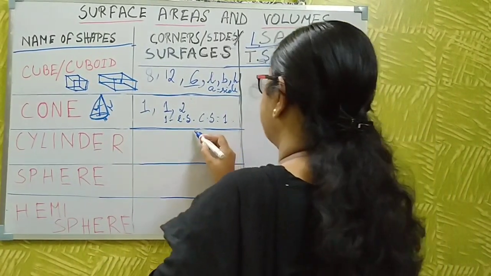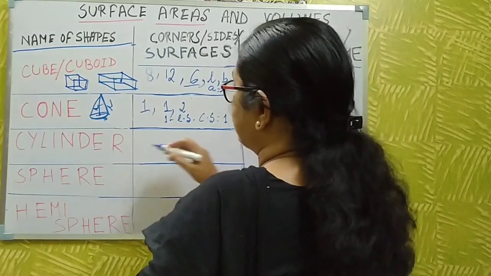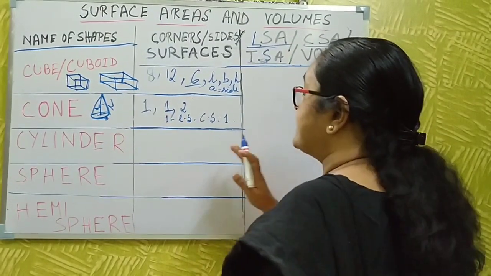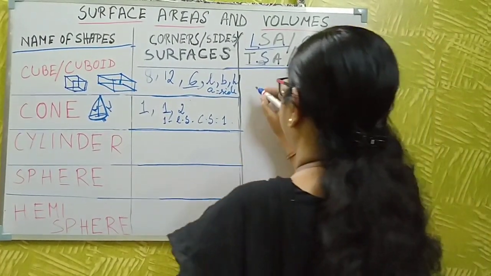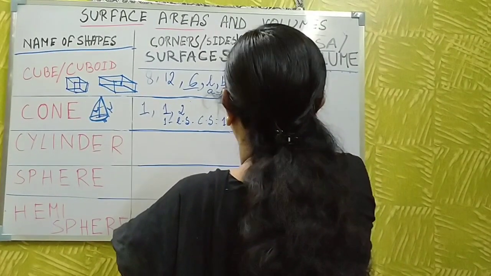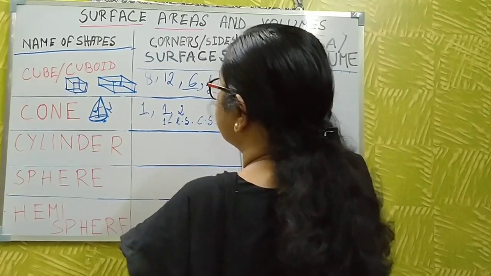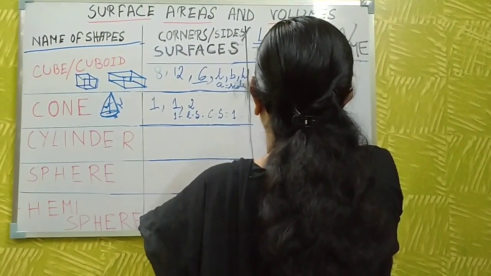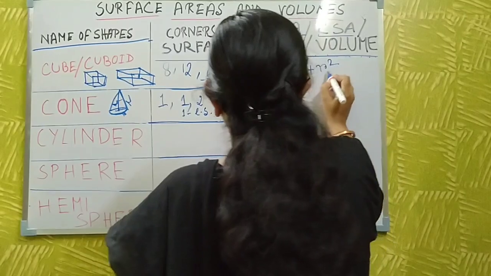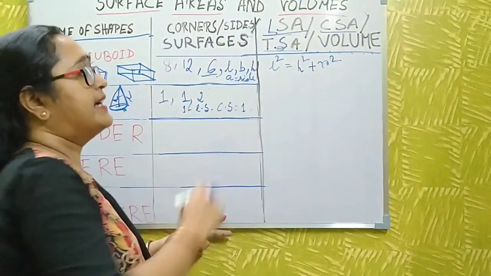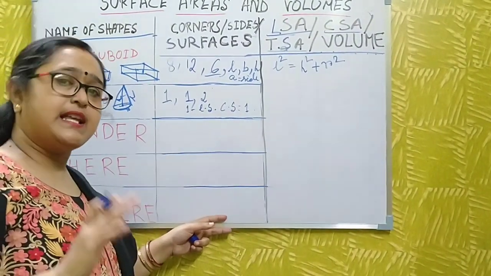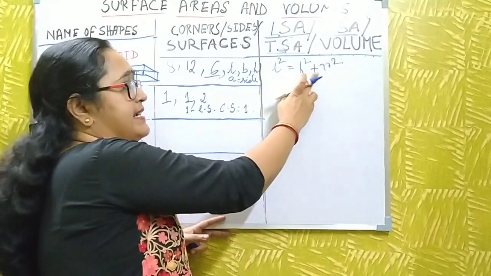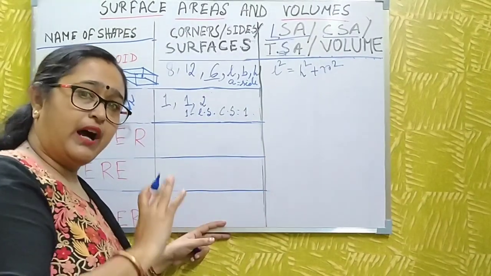Then the dimensions are the height, radius, and slant height. The relation between the slant height, height and radius is given by Pythagoras, where the slant height is the hypotenuse. Hypotenuse square is height square plus base square, and the base is the radius. Then L square is H square plus R square. This is the relationship between the slant height, height and radius of the cone.